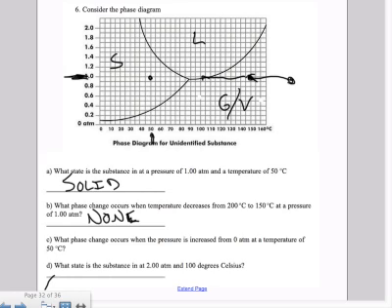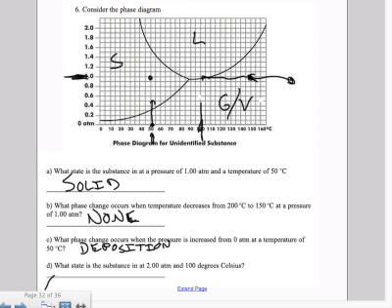What phase change occurs when the pressure goes from 0 at a temperature of 50 degrees? Well, you're starting out at 0, which is the gas state, and it goes up, up, up, and it crosses from the gas to the solid. That is called deposition. There's no liquid in between. It goes straight from gas to solid. That's called deposition.